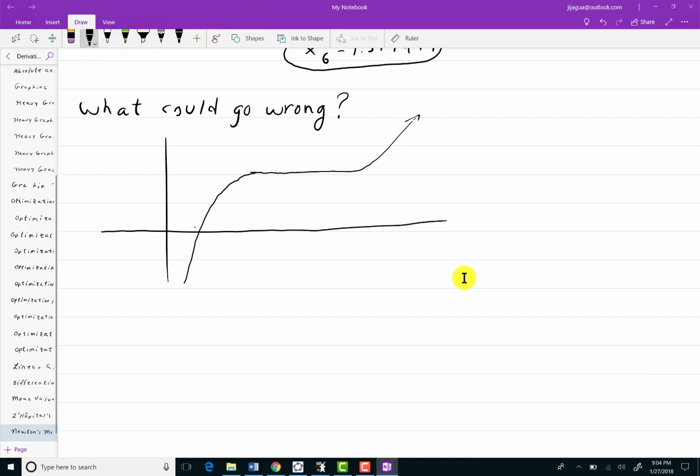If this is what you're trying to locate, and you choose as x naught or any of your x's something that falls under a horizontal tangent line, the derivative is 0. Then you can't even start Newton's method. Can't even start. So this will break down immediately.